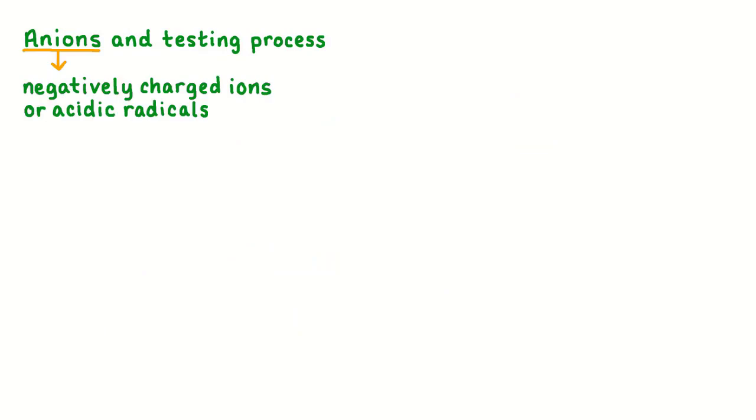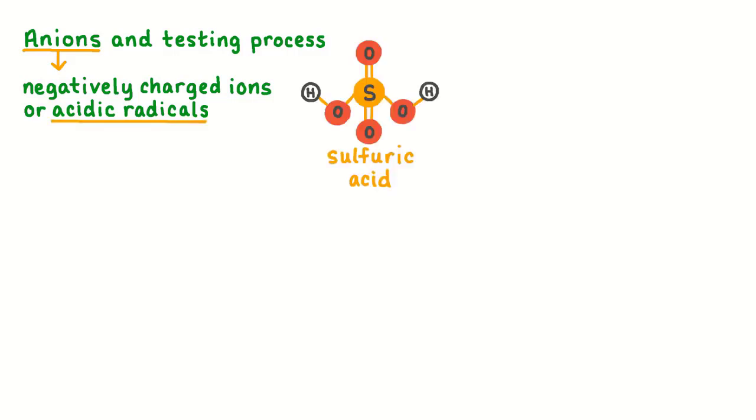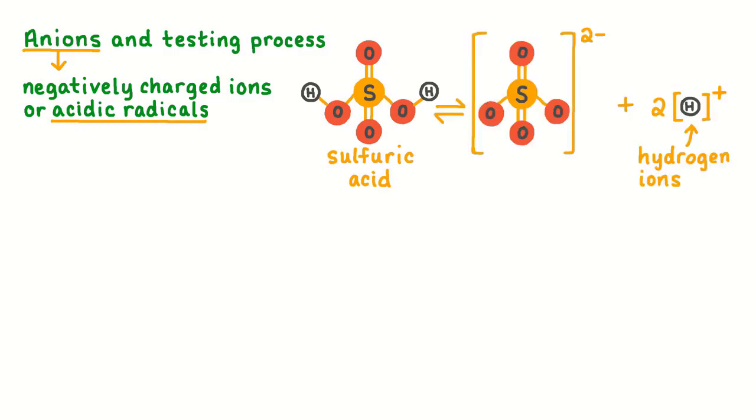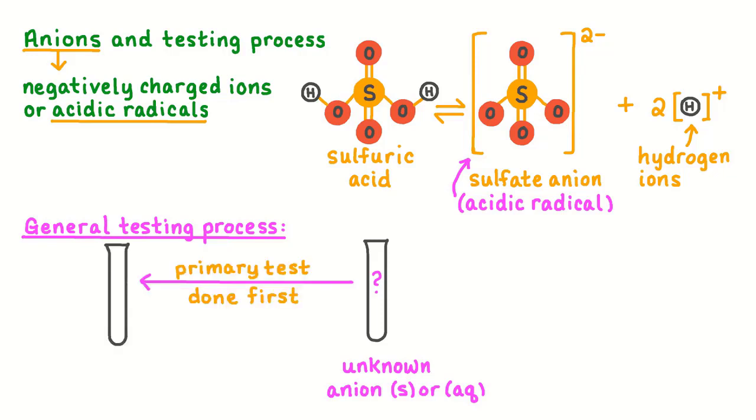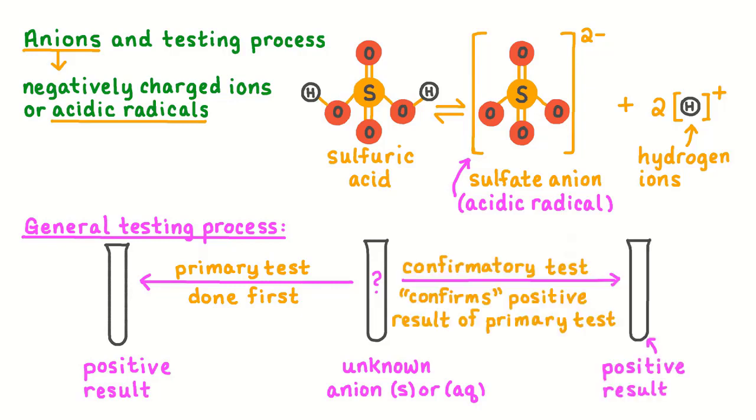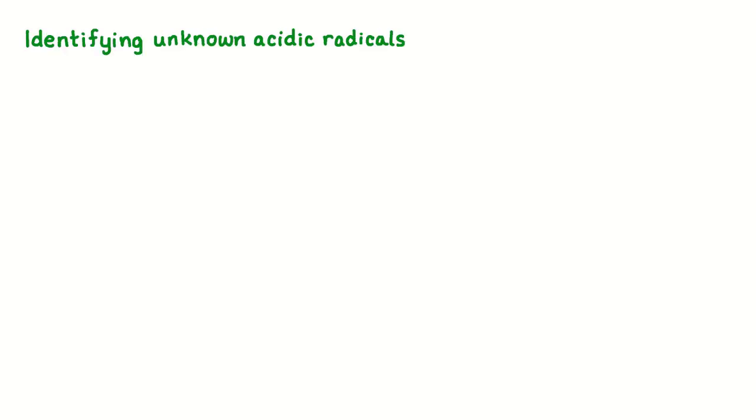Anions are negative ions and sometimes referred to as acidic radicals. If we were to imagine a common acid, such as sulfuric acid, with the hydrogen ions removed, we would be left with a sulfate anion or acidic radical. When we test for acidic radicals, we use a specific order and methodology to do so. This helps us to accurately identify different ions. We first use a primary test, and if the result is positive, then we follow up with a confirmatory test to verify the primary one.